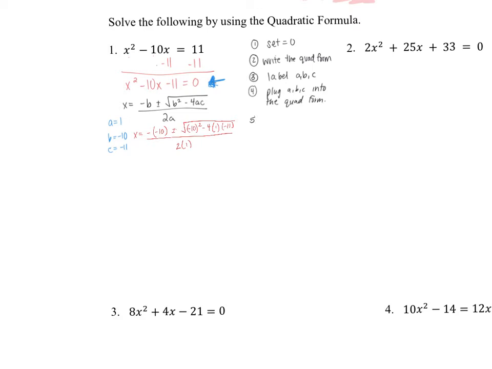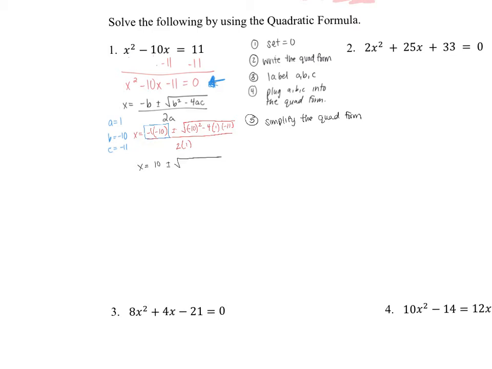Step 5 is then to simplify the quad form. And what I mean by simplify is we are just going to multiply and square and do whatever we need to do to simplify this up. So x equals. Now, we are simplifying this term right here. Remember, there's technically a negative 1 in front of that parentheses. So negative 1 times negative 10 gives me a positive 10. So that's my first simplification. Then I'm going to keep going, plus or minus.